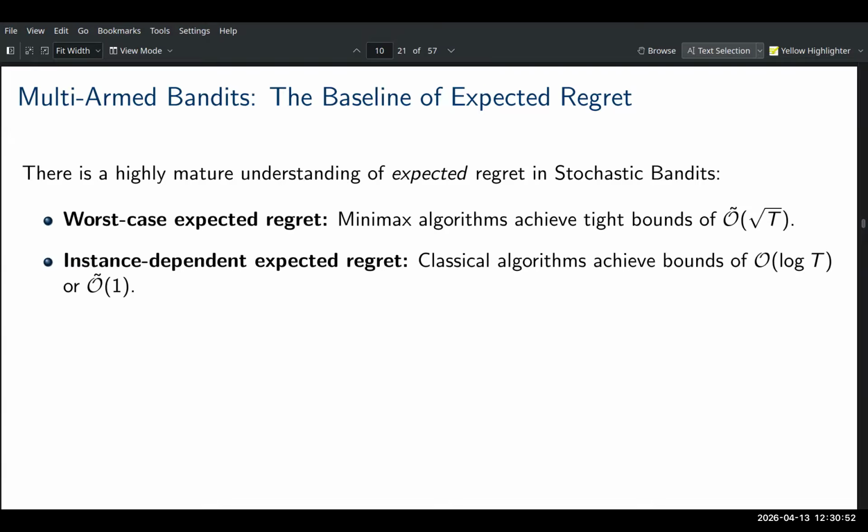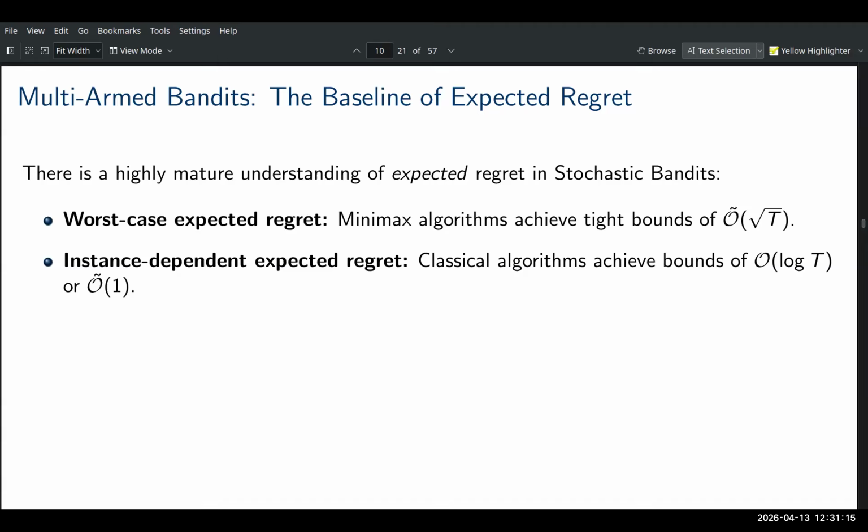How is pi star determined? Is it just choosing the correct arm? Yeah, the pi star here is just the best arm. So your regret is going to be the expected value of the best arm minus the mean of the arm that you picked at each episode.